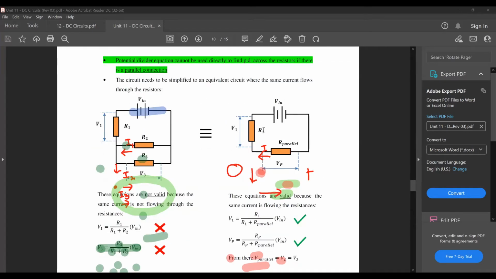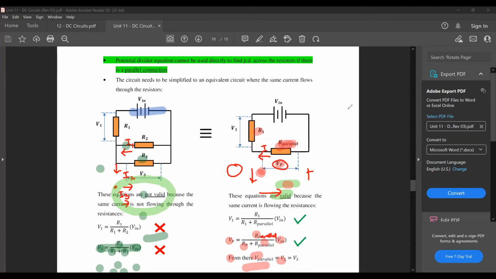Likewise, you can also use this to find VP, the V parallel. Okay, where we tell you it is R parallel over R parallel plus R1 times V in. Okay, there's another typo error here, parallel. Okay, so this one you can find VP, all right? Again, is correct because you have same current flowing through.